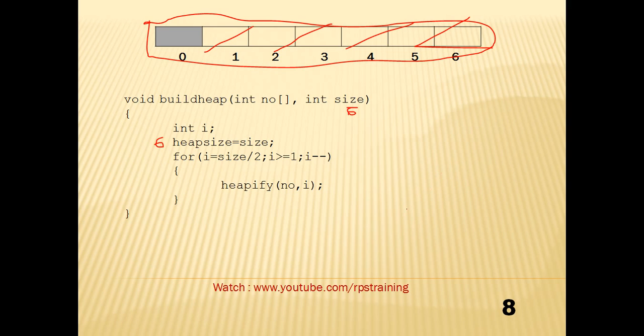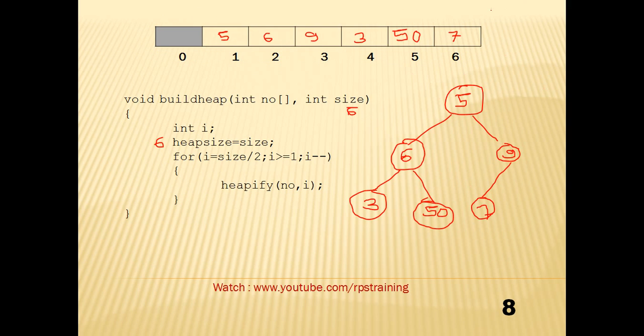Okay, suppose this is the array, and the equivalent binary tree is 5, 6, 9, 3, 57. We have just inserted all items one by one to make a complete binary tree, and here the last subtree is this one, and the parent node of this subtree is 9. So observe the matter carefully.